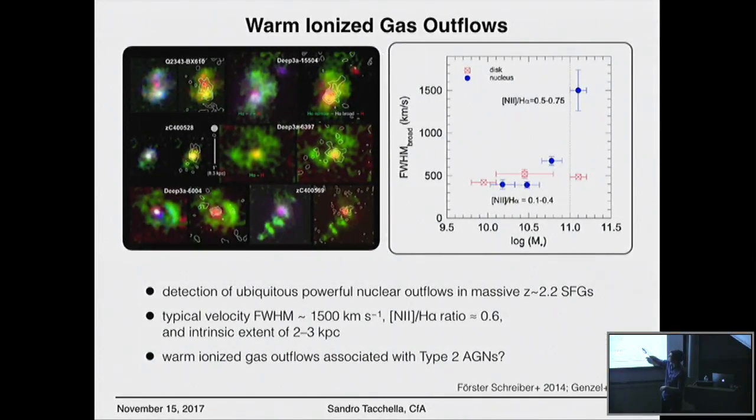This is the full width half maximum of the broad component in the disk and the nucleus. And you see when you go to higher and higher mass objects, the broad component in the nucleus gets more and more significant. We measure velocities of the order of 1,500 kilometers per second in the central core, whereas in the disk part, in the outskirts of these galaxies, we don't measure these high velocities. In addition, we can look at the N2 over H-alpha ratio, which is an indication for AGN or shock-like features, and we see an increase in N2 over H-alpha when we go to these more massive systems.